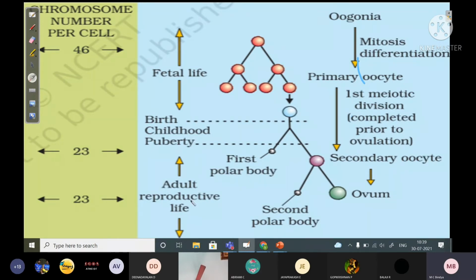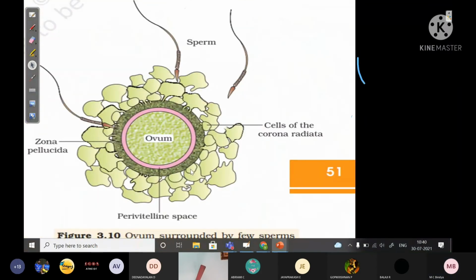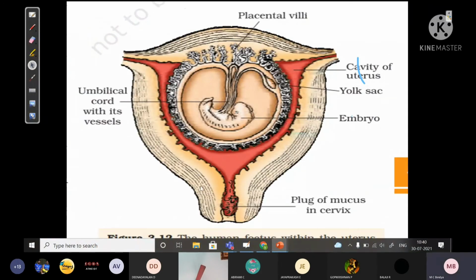In case sperm comes in contact during adult reproductive life, only then the second meiosis gets completed to form the functional ovum and the second polar body. So there are some differences between oogenesis and spermatogenesis in this way. Now coming to fertilization. After the fertilization, this is what happens.